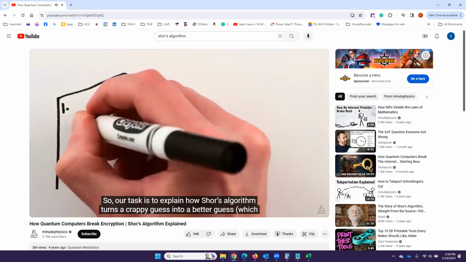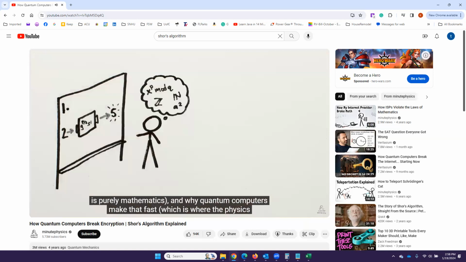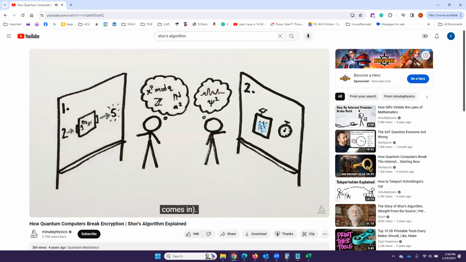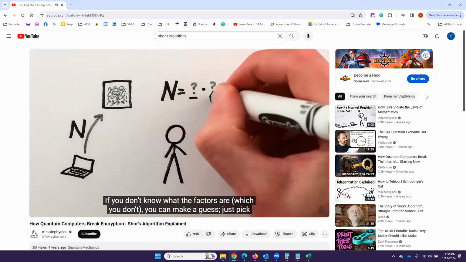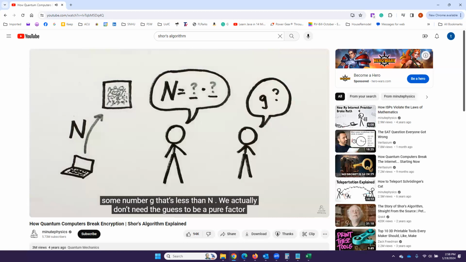So our task is to explain how Shor's algorithm turns a crappy guess into a better guess, which is purely mathematics, and why quantum computers make that fast, which is where the physics comes in. It all starts with a big number, n, that you'll need to find the factors of to break into some encrypted data. If you don't know what the factors are, which you don't, you can make a guess. Just pick some number g that's less than n.